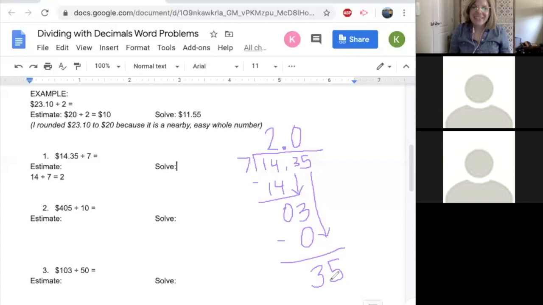Although with Onion on this one, how many times does 7 go into 35? I think 5. That is correct. 7 times 5 is 35. And exactly. So we have nothing left over.